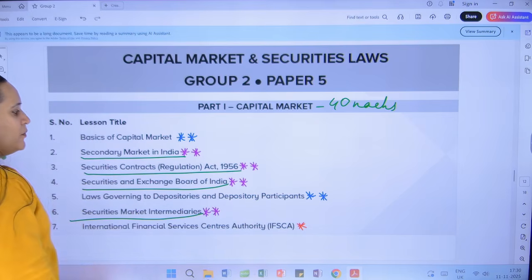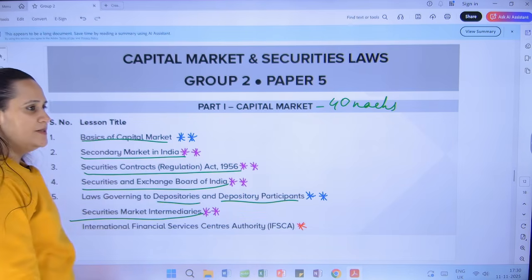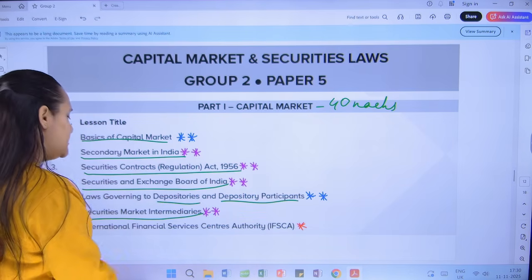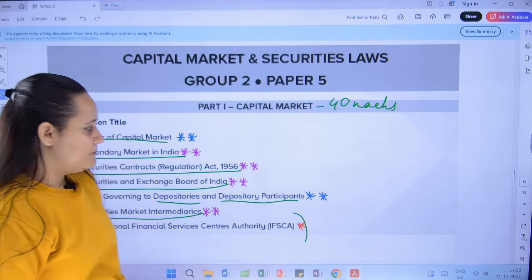Next, second category of important chapters become basics of capital market, depositories and depository participants, that is the Depositories Act. And lastly, you are going to focus on International Financial Service Center Authority enactment.